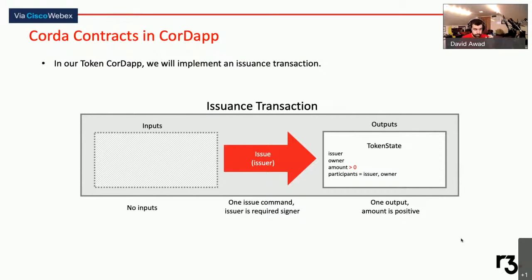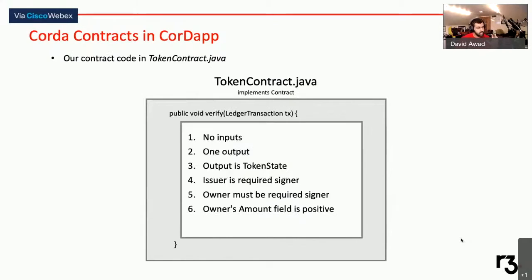So this is an issuance transaction that we're about to write. And so our contract code is going to look something like this.